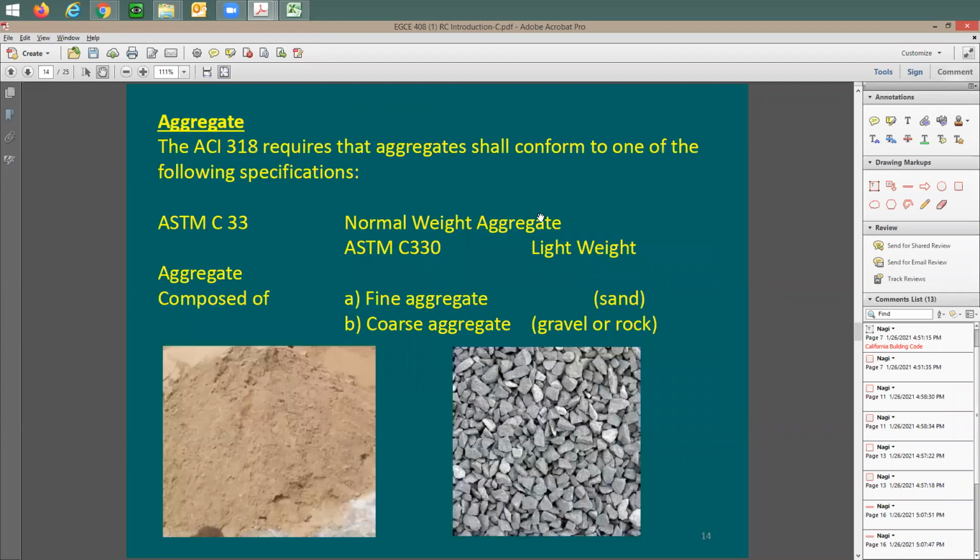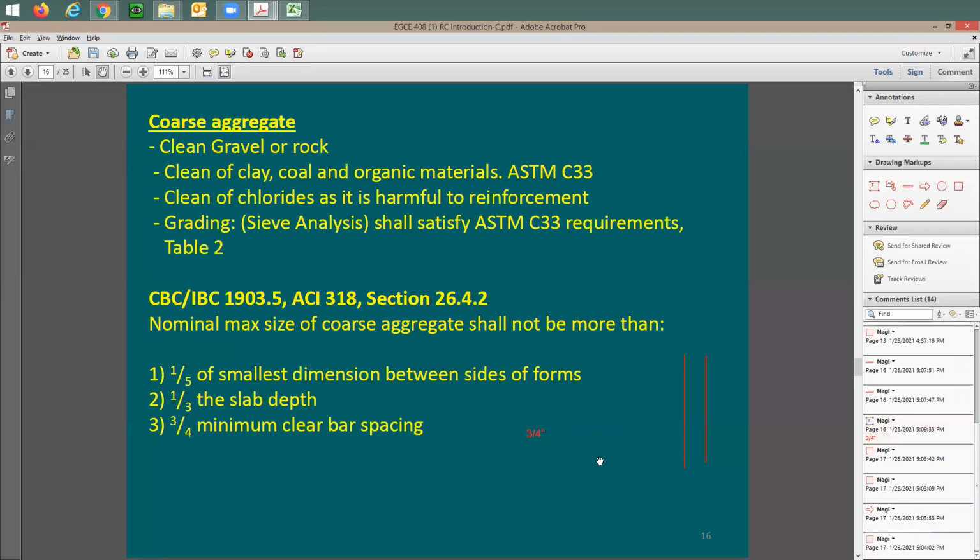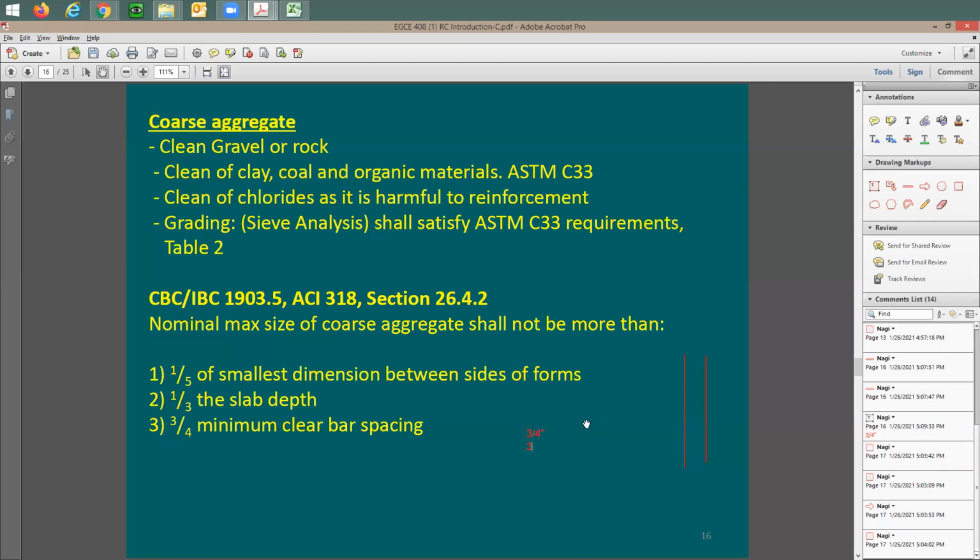So I'm going to say based on the 3 conditions, I'm going to go here with 1/5 of the smallest dimension. And this is going to be, let's say, about an inch, inch and a quarter. It is very standard that the maximum aggregate size that we use is 3/4 of an inch. Just keep this in mind. So the maximum aggregate size used in concrete is 3/4 of an inch. We have another size which is very common, which is 3/8 of an inch.